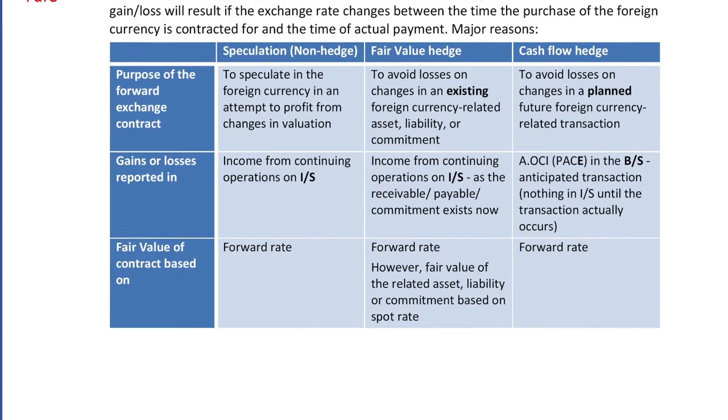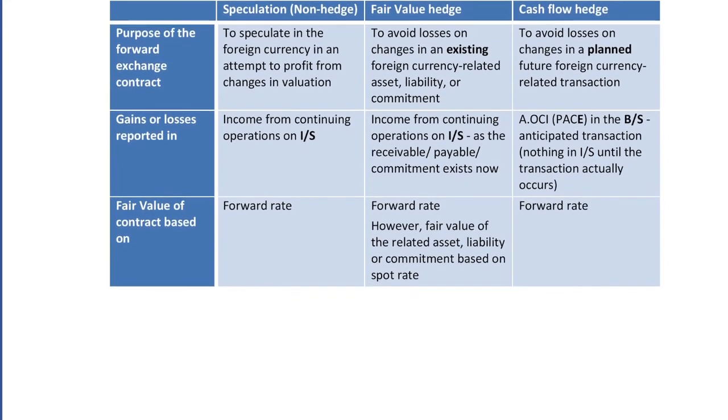Now you could enter into a forward exchange contract for speculative purposes or for hedging. So under speculation, right, betting, because that's a very good example of speculation, where you speculate in the foreign currency in an attempt to profit from changes in valuation. Gains or losses, they go to the income statement.